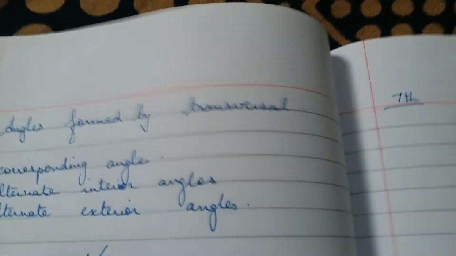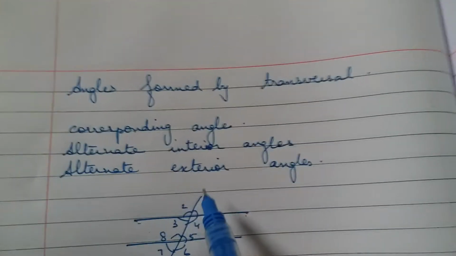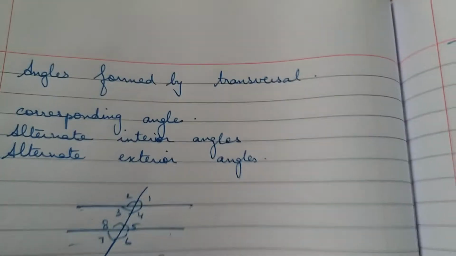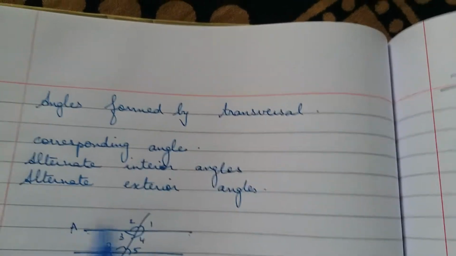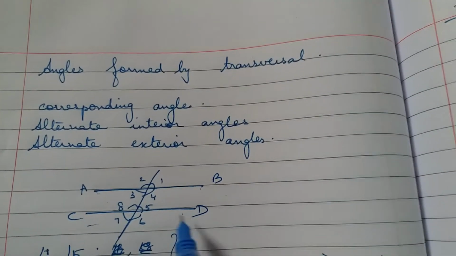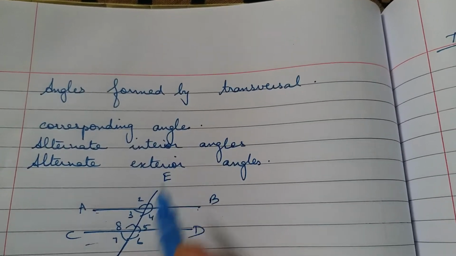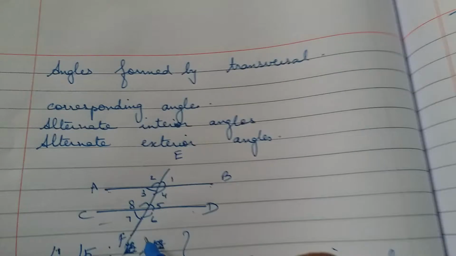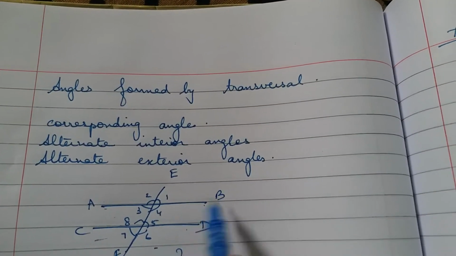Next, angles formed by a transversal. When you have a transversal, two parallel lines are there, and another line is intersecting the two parallel lines. It is passing through the two parallel lines. AB and CD are two parallel lines, and this is another line, the transversal, which passes through. EF is the transversal which passes through the two parallel lines AB and CD.